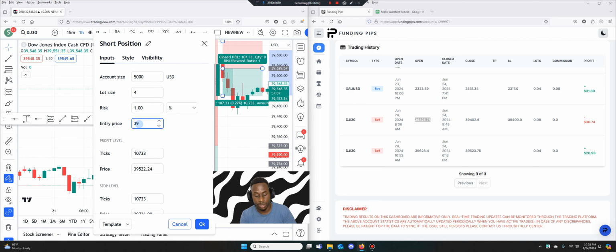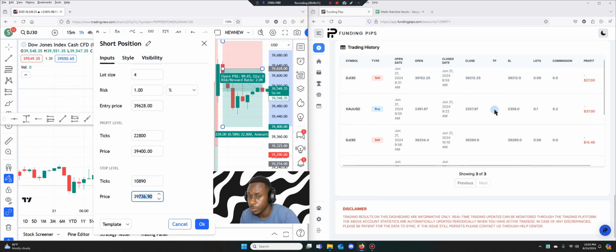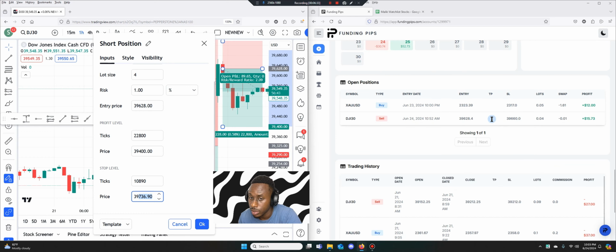So I entered at 39628. Let's say my take profit was at 39400. And then my stop loss, where's my stop loss? My stop loss was actually here, 39660.